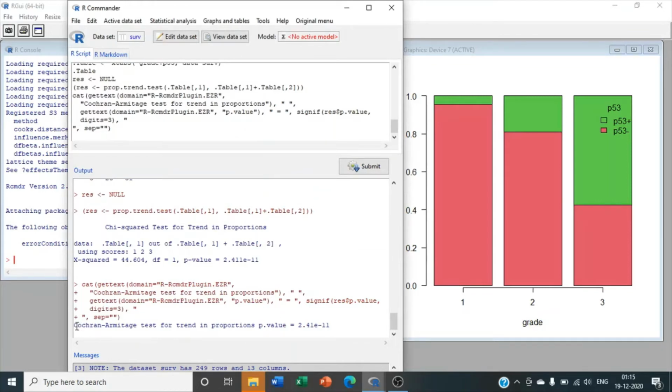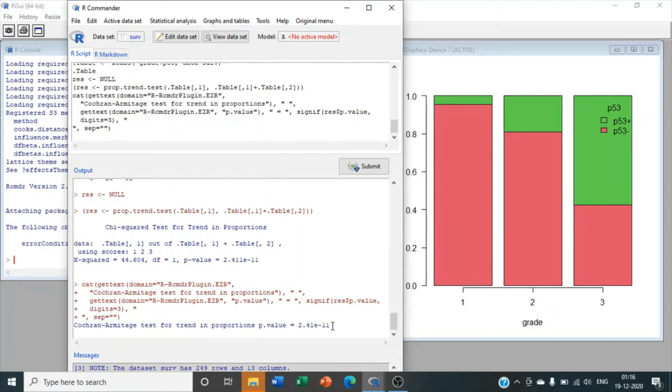We get the result of the Cochran-Armitage test for trend in proportions. The p-value again is far, far lesser than 0.01. And once we get such a significant p-value, we say that this supports our contention that there is actually something akin to a linear trend in the P53 status when the grade is progressively increasing.